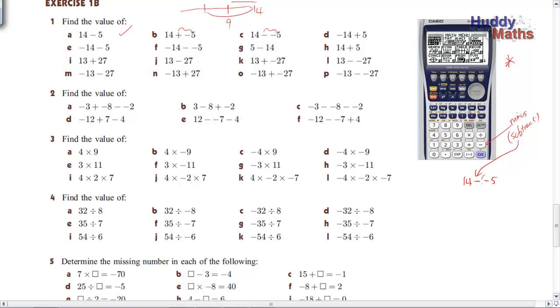Here we go. And what number are you subtracting back to the beginning? -5. And here we are. Put your name on the paper. Right, here we go.